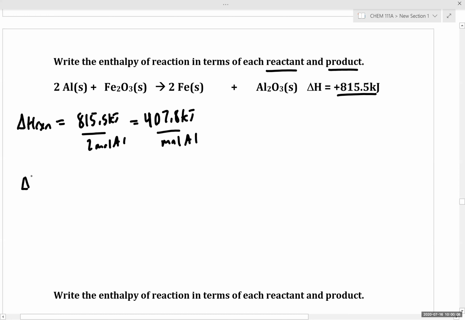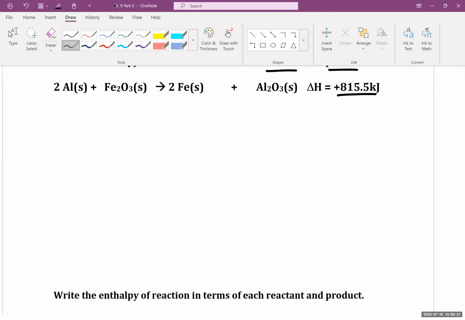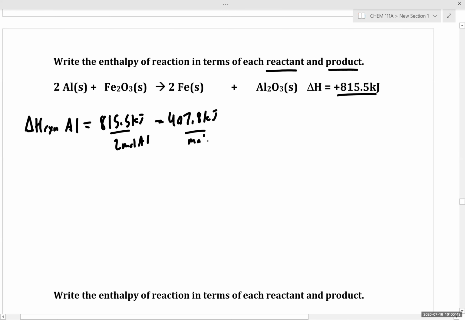We can repeat this process for iron oxide. So the enthalpy of reaction for aluminum, as we discussed, was 815.5 kilojoules over 2 moles of aluminum. We punched that into our calculator, and that gave us an enthalpy of 407.8 kilojoules per mole of aluminum.